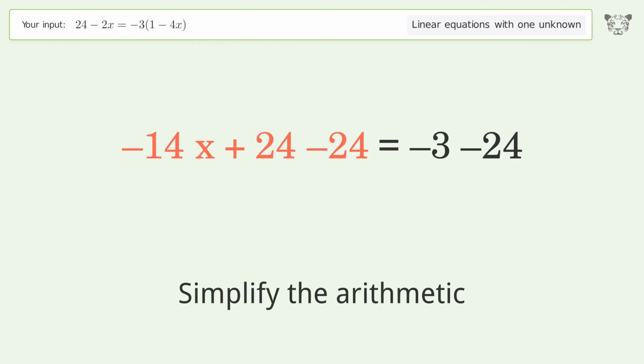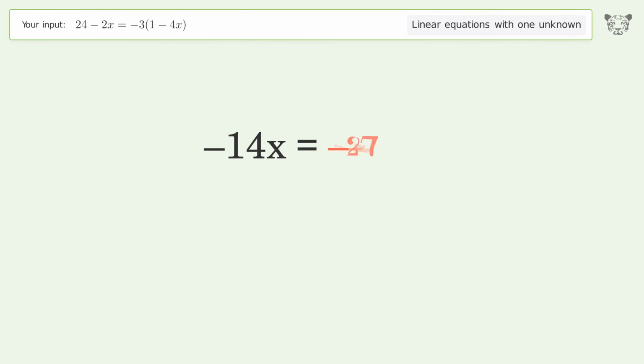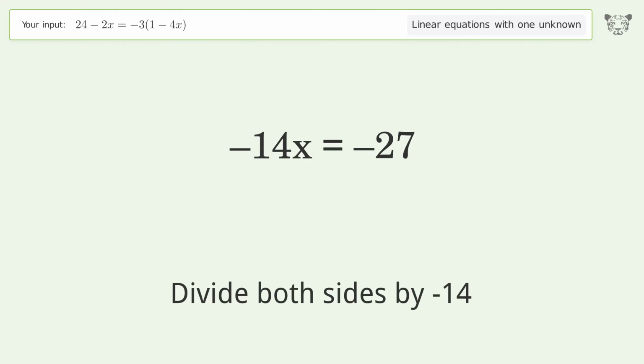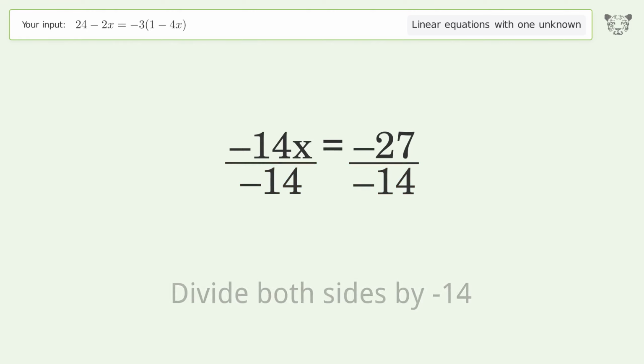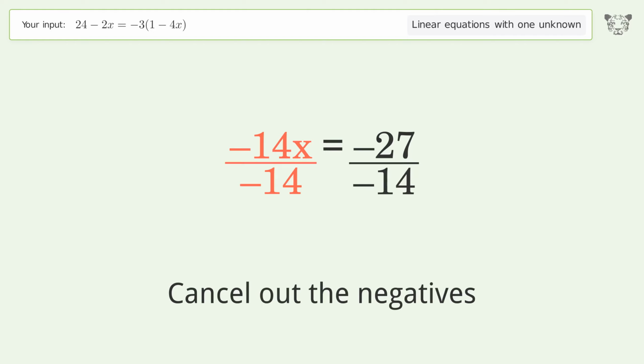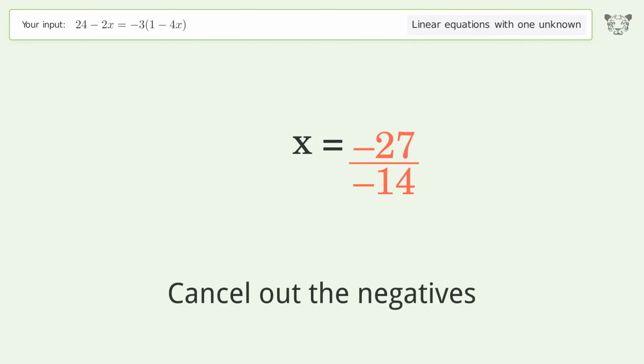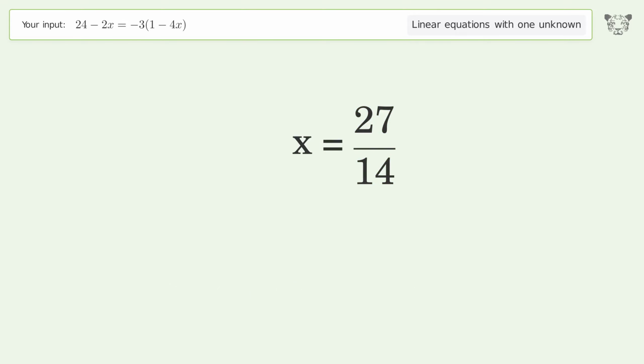Simplify the arithmetic. Isolate the x. Divide both sides by -14. Cancel out the negatives. Simplify the fraction. Cancel out the negatives. And so the final result is x equals 27/14.